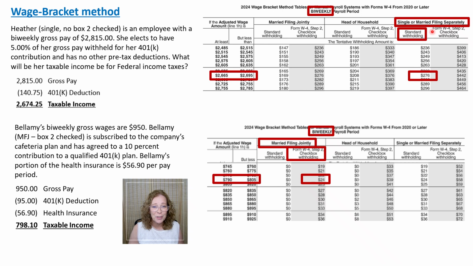Why does each section have 2 columns? Well, the first one is for standard withholding, and the second one is for employees who have chosen checkbox 2, withholdings on the Form W-4.